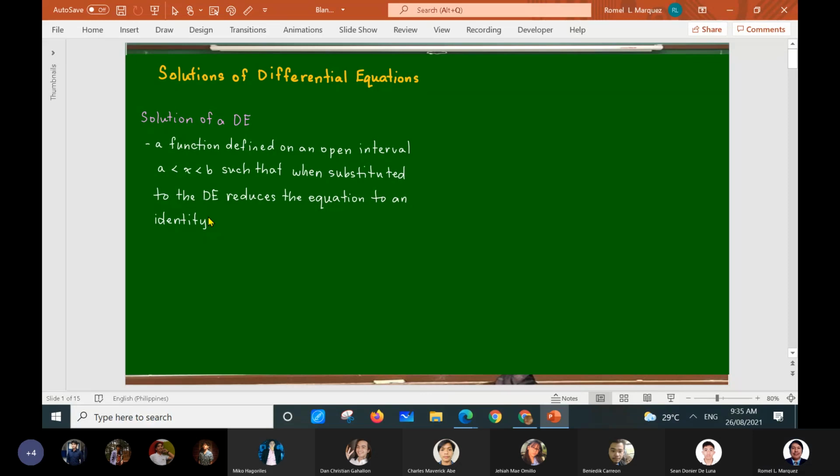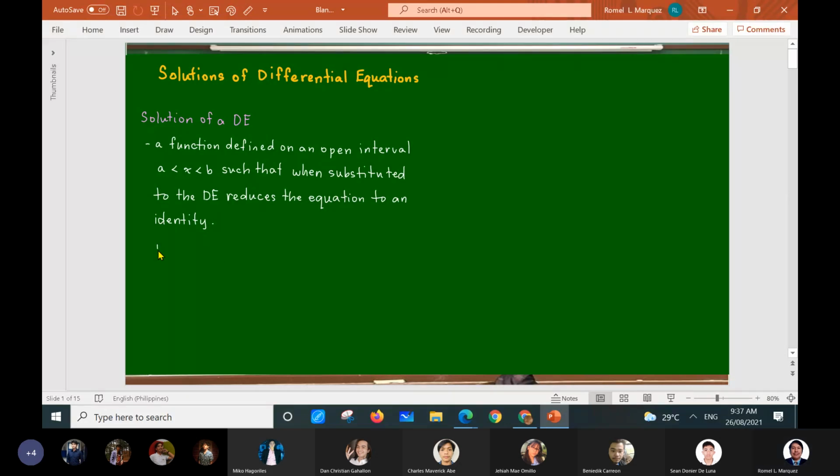Again, take note that a solution of a differential equation is a function, meaning it is actually also an equation defining a function. And that function is defined on an open interval, a single open interval, not a union of intervals. If you have another interval defining a function, it means that is another possible solution.